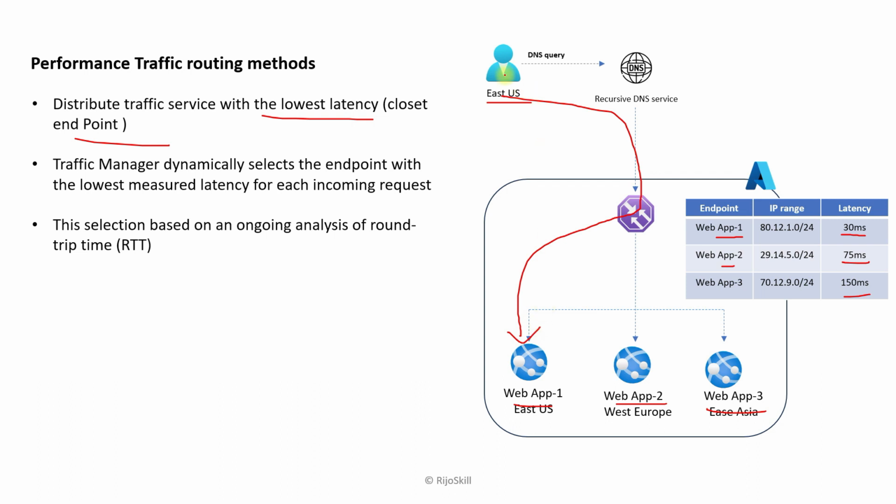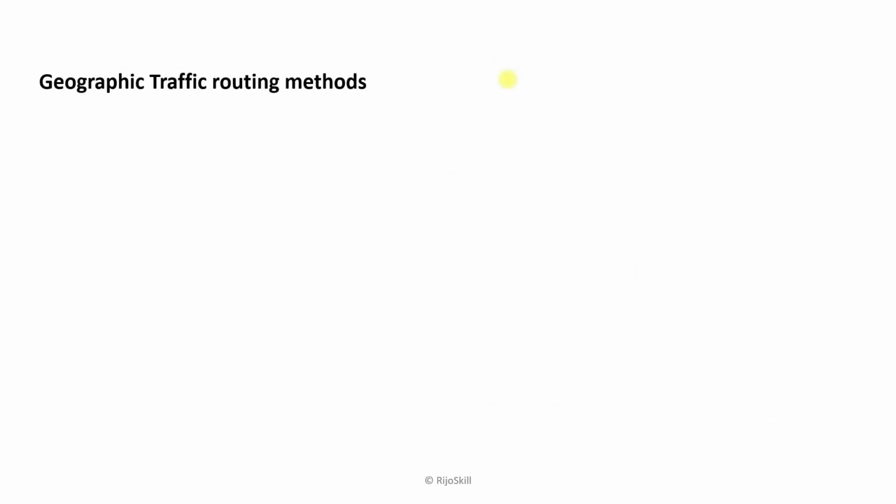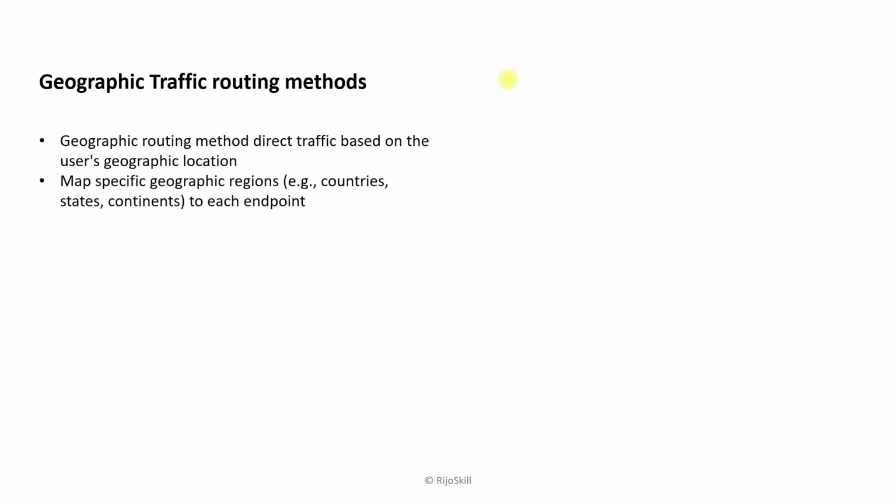So now you understand what performance traffic is: the closest location to the user where the traffic is generated. So here the traffic will be generated from East US. This is the lowest latency and the closest location for the user. So now you understand performance-based traffic management. Next we will go for the geographic traffic routing method. It directs traffic based on the user's geographic location. So what does that mean? How do they map the geographic region?